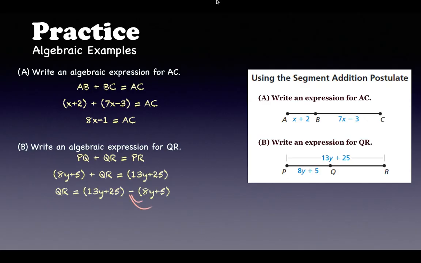With example B, again, we start with our segment addition statement, but when we substitute in, we see that the algebraic expressions are on opposite sides of the equal sign, so we take 8y plus 5 and subtract it from the right-hand side. Notice the arrows that are distributing the minus through the parentheses so that 8y plus 5 becomes negative 8y minus 5 in the line below it. And since everything is on the right-hand side of the equal sign, we can combine and simplify, and we get that QR is 5y plus 20.